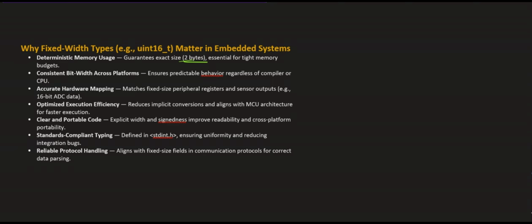The first one is deterministic memory usage. What does it say? Let's consider uint16, which guarantees a strict 2 bytes, which is essential for efficient resource management on memory-constrained embedded platforms.